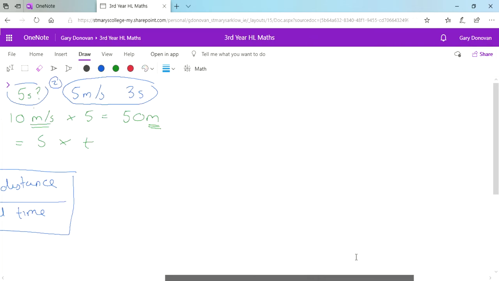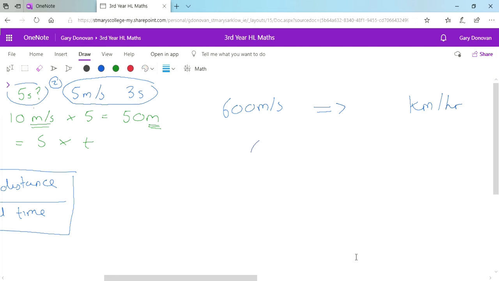One of the trickier questions that they might ask you to do is convert units. So they might say to you, what is 600 meters per second in kilometers per hour? Or they might ask you to do it backwards. Here's how I solve this. I write this as a fraction. That would be 600 meters in 1 second.